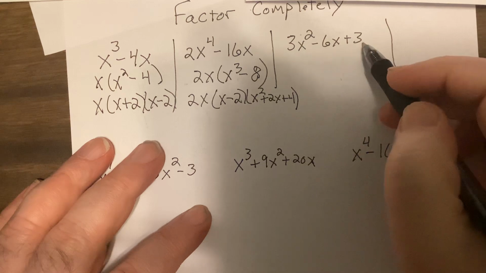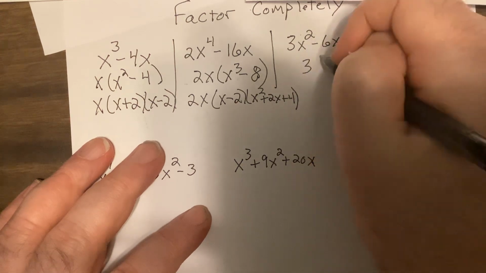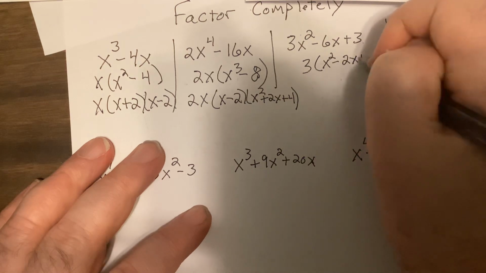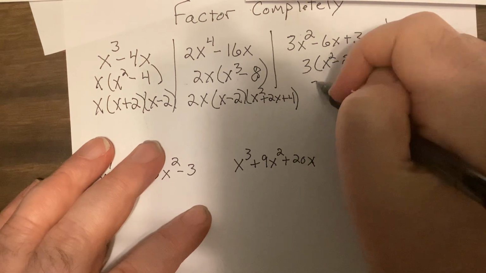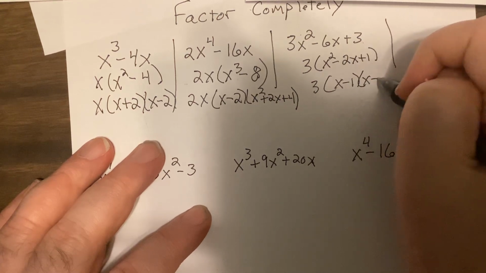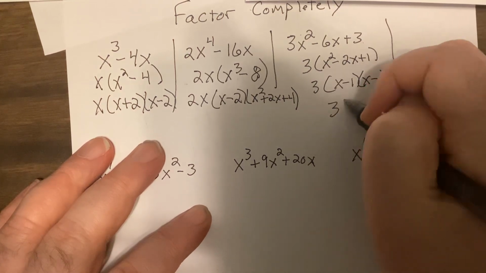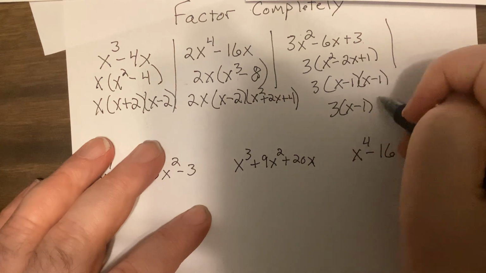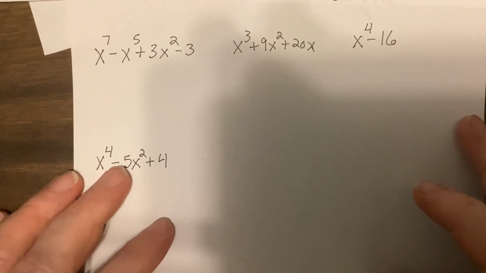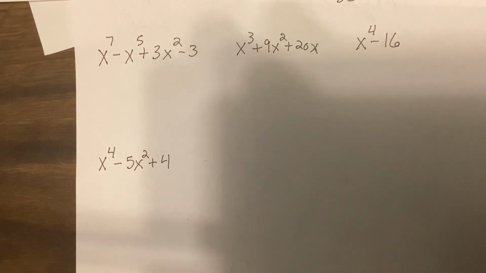This one, factor out GCF. Don't forget, that's the first step. So then factor this up, x minus 1, x minus 1. So it'd be 3x minus 1 squared. Now, I actually have a 7th one. So freeze the video, try that one, and then bring me back.